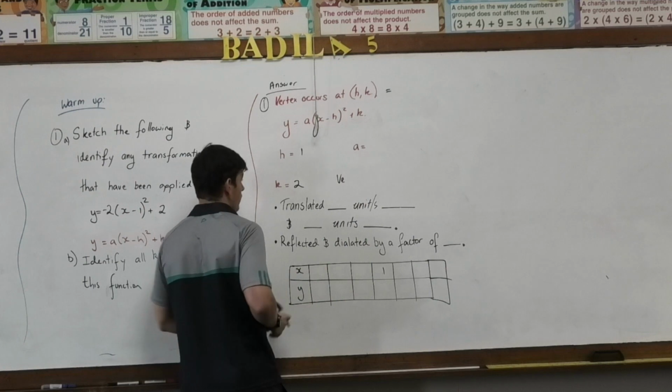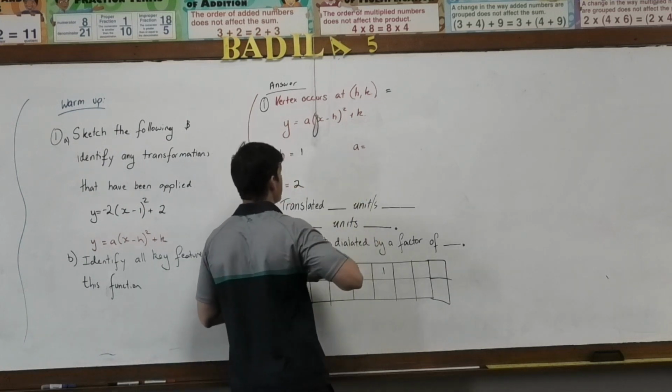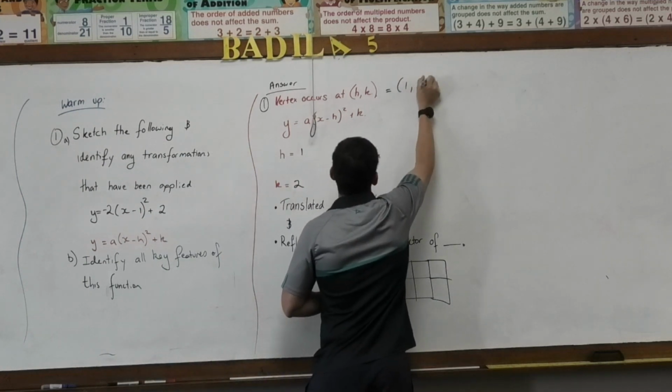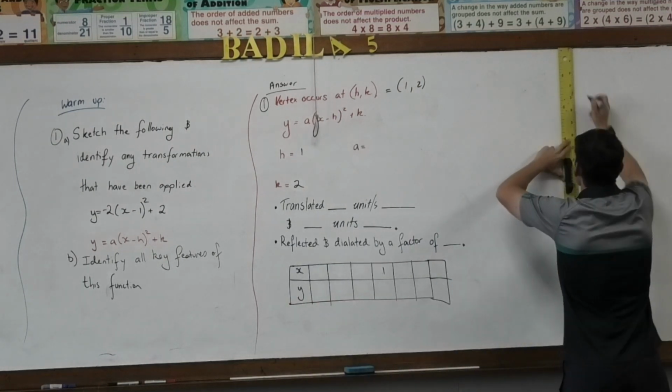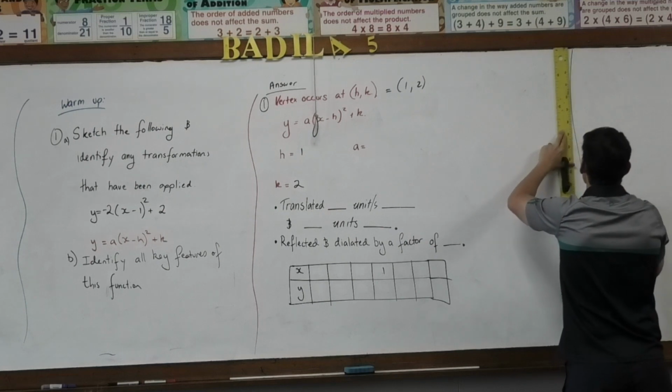So I already know that my vertex occurs at, I've already written that on the board, the coordinate 1, 2. So if I was drawing my graph, which I'm about to do, I would put a special point at that. Let's try that again.